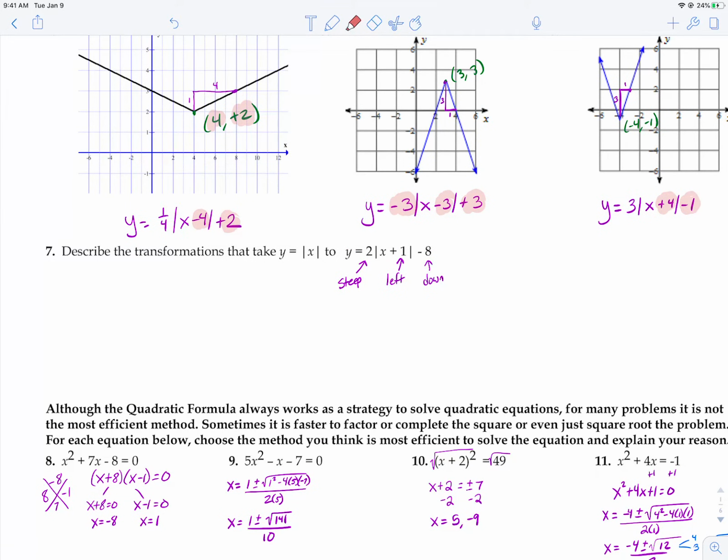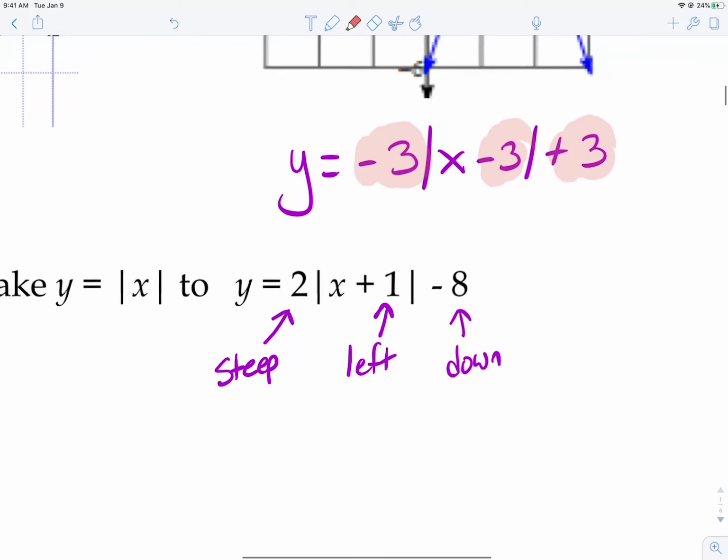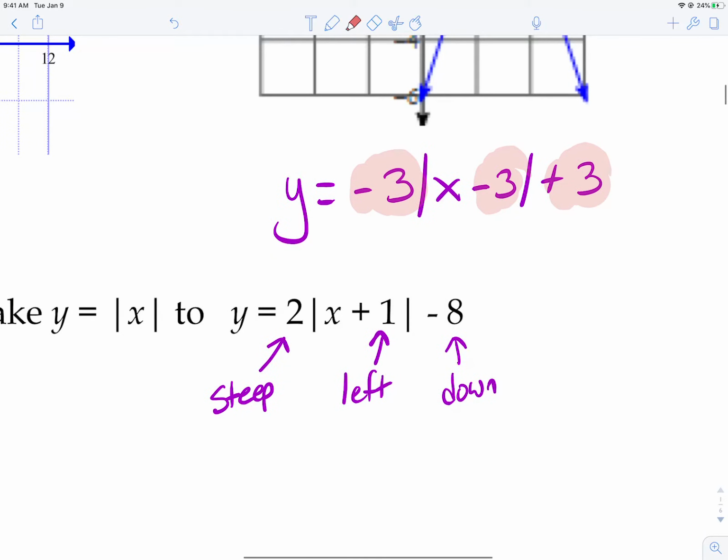Okay, number 7 is asking for the transformation. This is very similar to those problems where we had the t-tables on the back, and then we made colorful graphs on the front and explained how it moved. So the +1 means it moved to the left 1. The -8 means it moved down 8. And since this is greater than 1, it means it's steeper than the parent function, because the parent function just has a slope of 1.